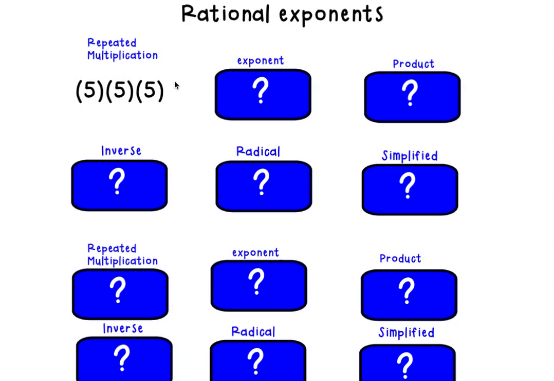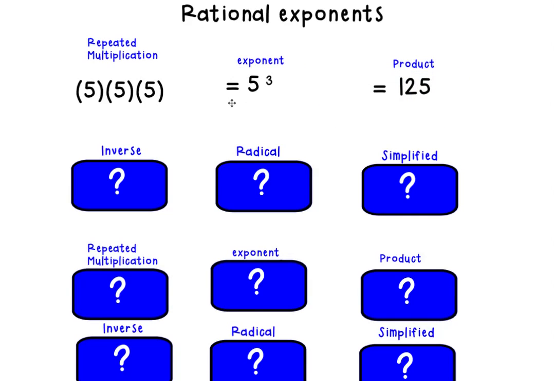So the repeated multiplication here I've got is 5 times 5 times 5. So you should be able to guess that writing that as an exponent will give us 5 cubed, or 5 to the third power. So the product then would be 125, because 5 times 5 is 25, times 5 again is 125. You can always use your calculator to check. You can pause the video.